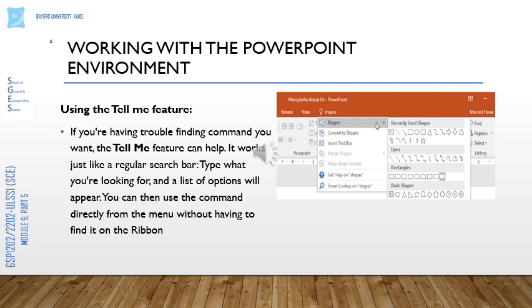The Tell Me key is right at the side of the ribbon. At the side of the ribbon is where the Tell Me what you want to do is located. If you look at the top of your PowerPoint, let me call it the first line. At the end of the first line, you see the Tell Me what you want to do.